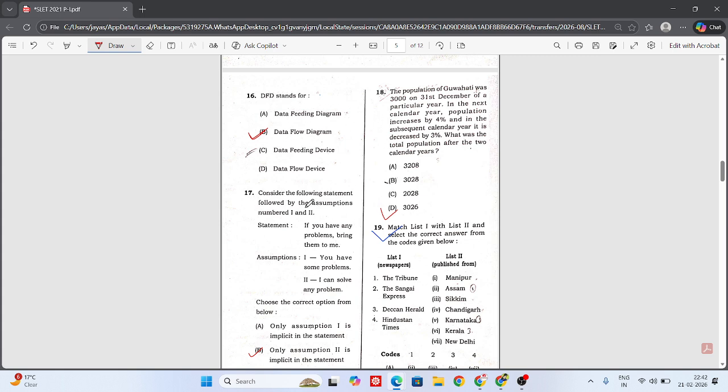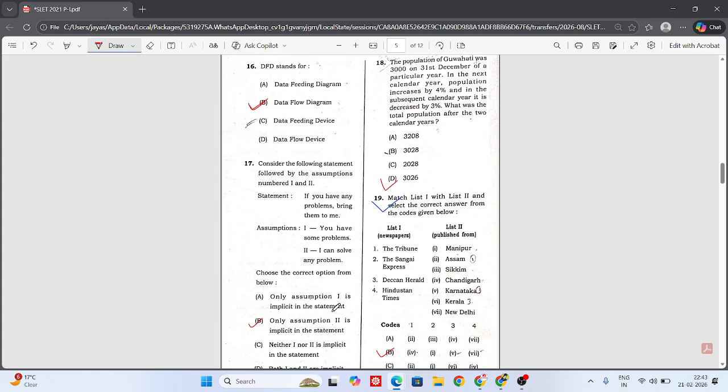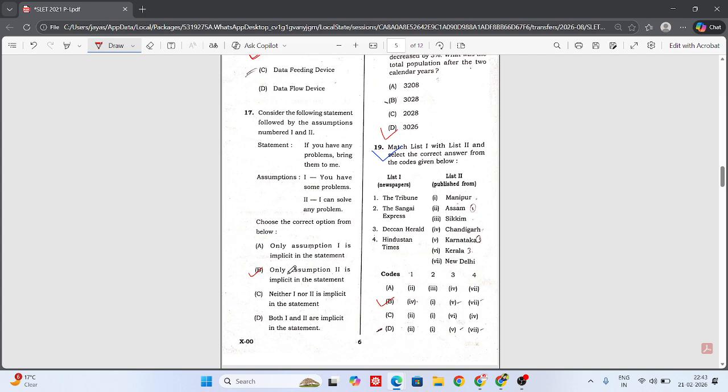Consider the following statement followed by the assumptions number 1 and 2. The statement is: if you have any problems, bring them to me, I can solve any problem. Choose the correct option: only assumption 1 is implicit in the statement, only assumption 2 is implicit in the statement. Because he is saying that if you have any problem, bring it to me, so he can solve any problem. That is the assumption behind that statement. So B will be the correct answer.